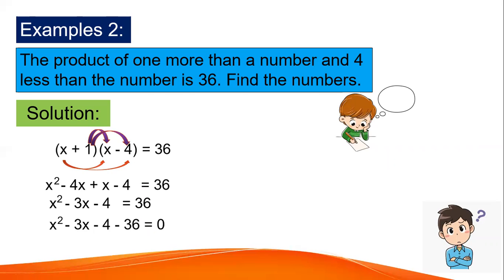So positive 36 will become negative 36 and then equate to 0. And then after that, you add a similar term again. This one is negative and both numbers are negative. So therefore, you add then copy the sign. So we have negative 40.